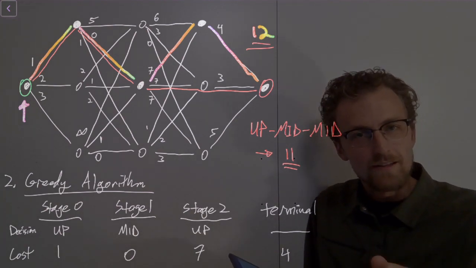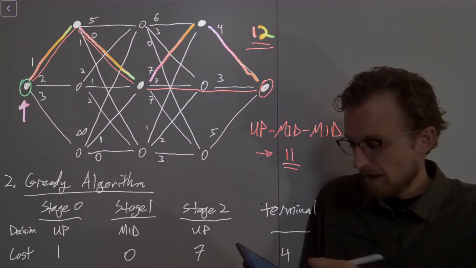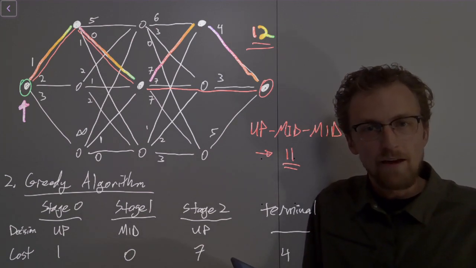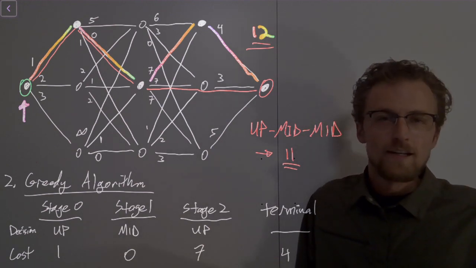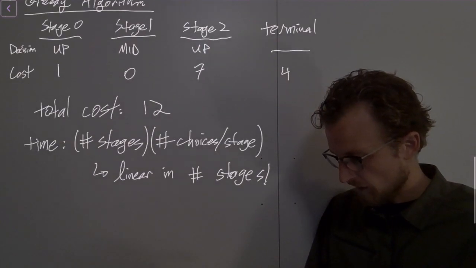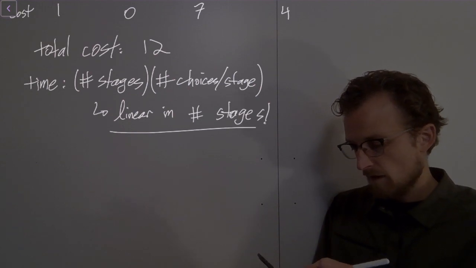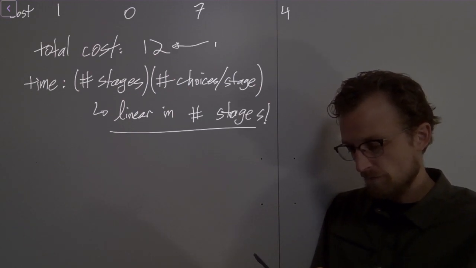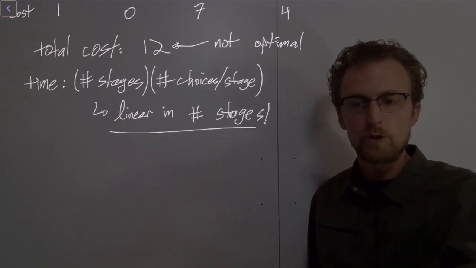Anyway, the point is, the greedy algorithm could have found something better, right? In fact, here it could have found something with a cost of 11, but it didn't. So that means the greedy algorithm, though fast, is not guaranteed to give us the optimal path in the graph. Okay, so it's fast, but this is not optimal. There exist paths in the graph that are better than the thing that the greedy algorithm returned to us.